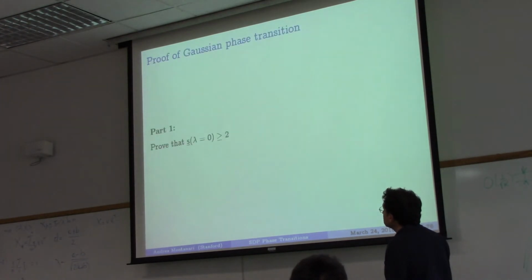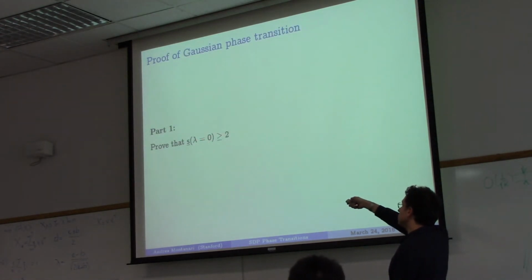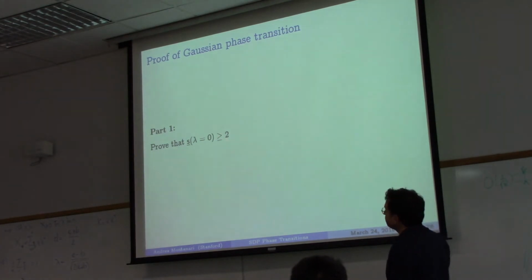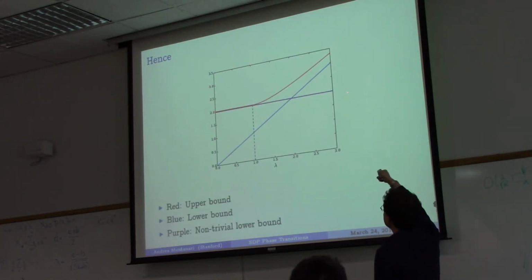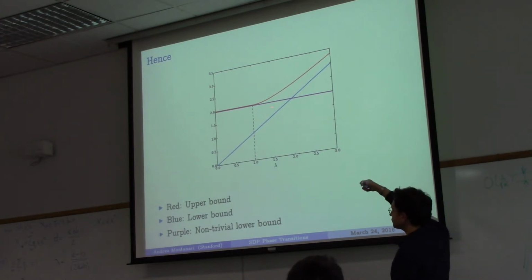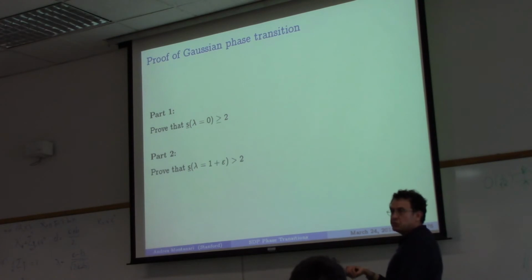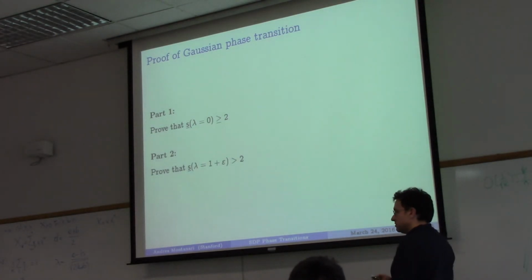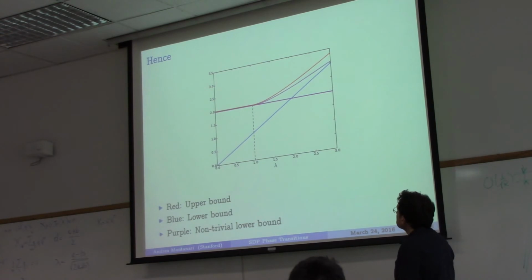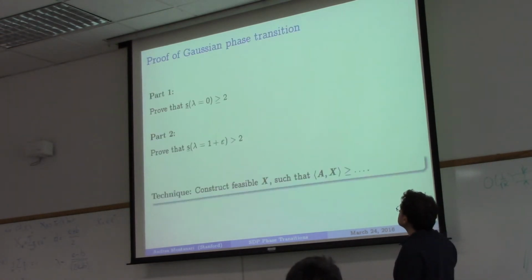So we go in 2 parts. First part, we prove that at lambda equals 0, this is bigger than or equal to 2. By monotonicity, this implies that it's bigger than or equal to 2 everywhere. Now, this implies that the SDP must have a phase transition, but this phase transition can be anywhere between lambda equal 1 and lambda equal 2. It says that the SDP value is here, but can detach from the purple line at any point. So there is a second part in which we take lambda 1 plus epsilon, and we prove that S is strictly bigger than this. Therefore, we get some other lower bound like this.